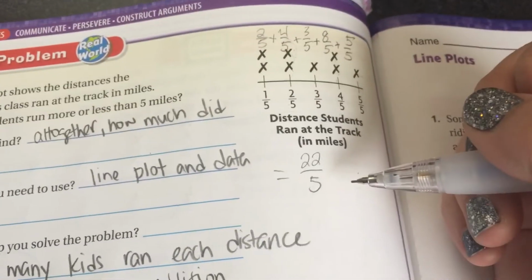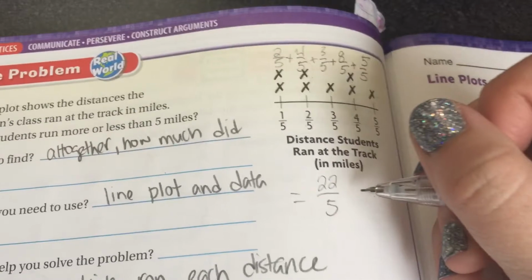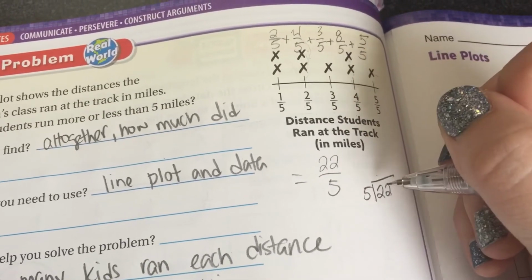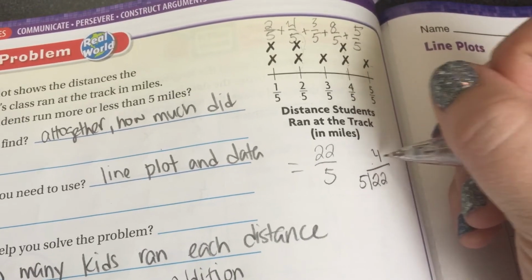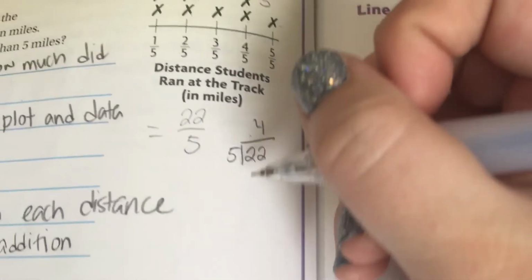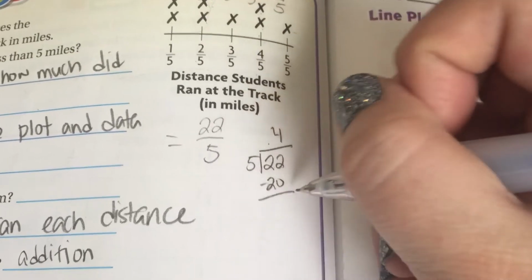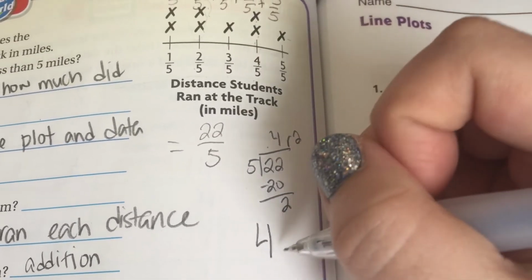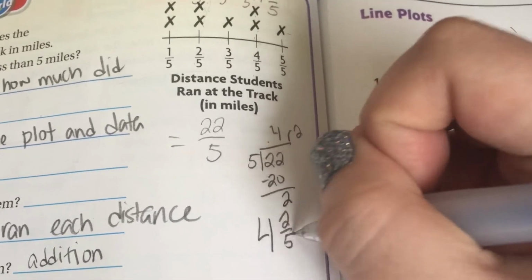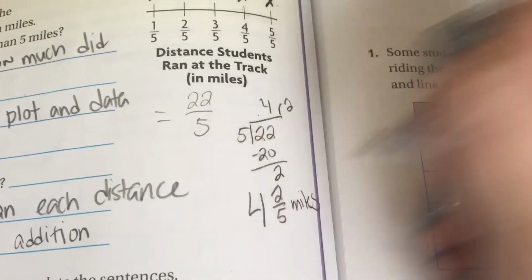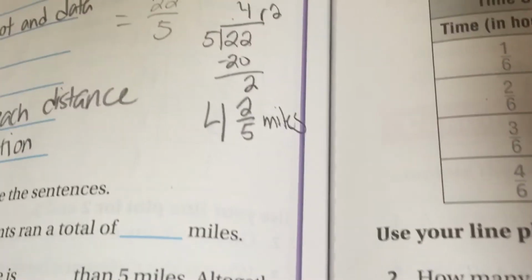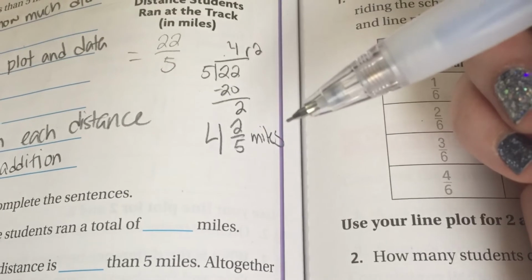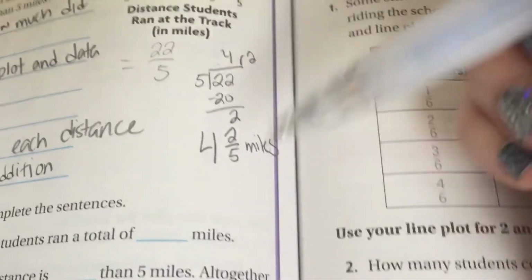So we got an improper fraction. We can't use that. We know that. So we got to divide. 5 goes into 22 4 times. That'll be 20. Remainder 2, which means we have 4 whole miles and 2/5 of another mile. Okay, so as a class, you added up each person's distance. They ran 4 and 2/5 of a mile.